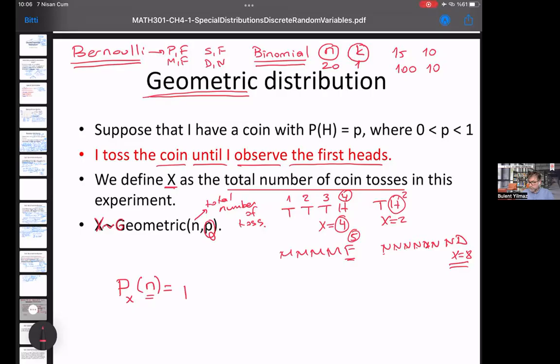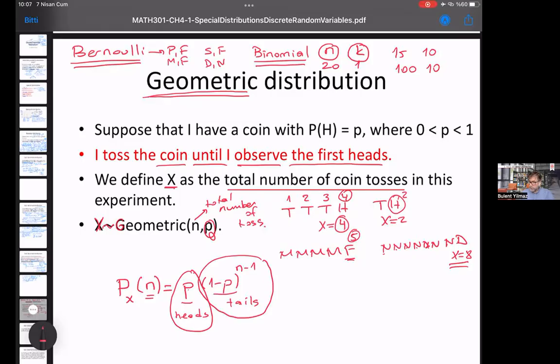The probability of obtaining heads, and the probability of obtaining tails. What should I write here? It's going to be p once, and the other one is going to be 1 minus p to the power of n minus 1, right? So there will be n minus 1 tails and only one heads. This is the latest, the final outcome.